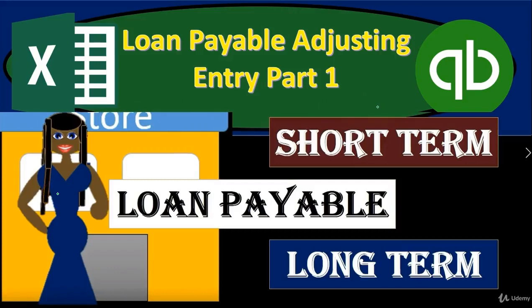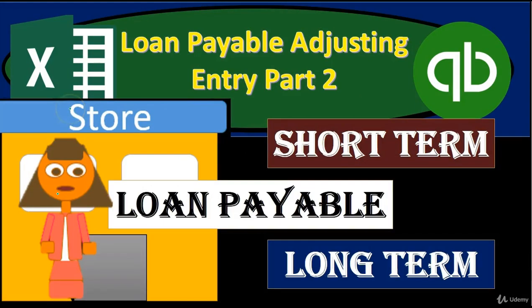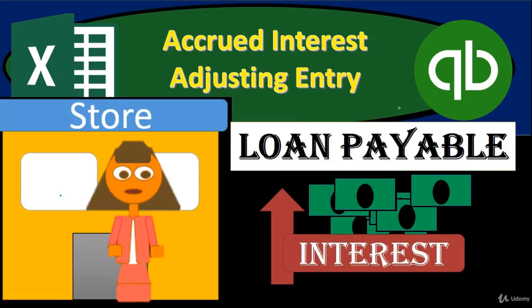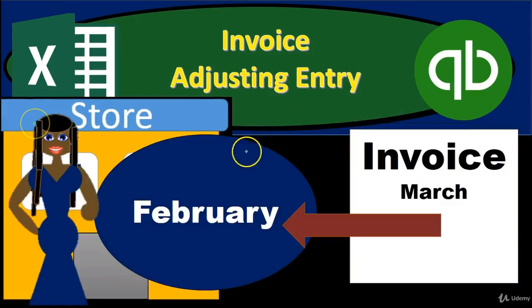We will start off with adjusting entries related to the loan payable. We'll then have a second adjusting entry related to the loans payable, a bit different format for these adjusting entries, breaking out in essence short-term and long-term portions. Then we'll have the accrued interest adjusting entries. These, remember, adjusting entries are those that need to be made as of the end of the time period in order for the financial statements to be on an accrual basis for the creation of the financial statements.